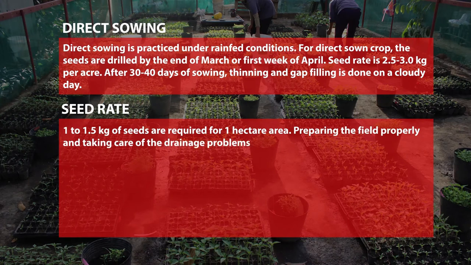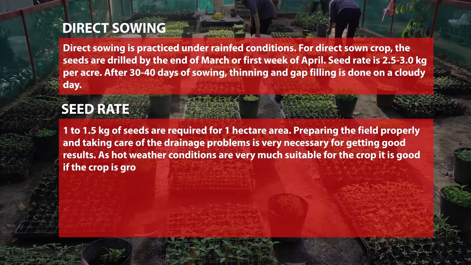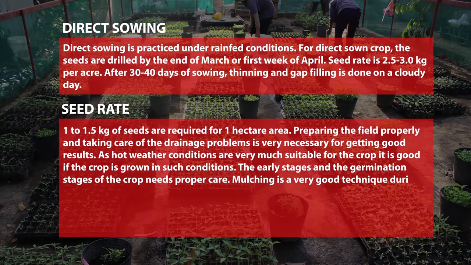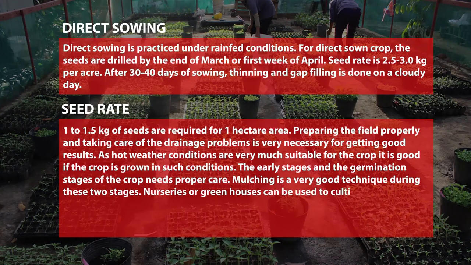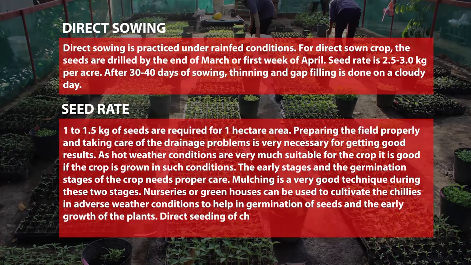Preparing the field properly and taking care of drainage problems is very necessary for getting good results, as hot weather conditions are very much suitable for the crop. It is good if the crop is grown in such conditions. The early stage and germination stage of the crop needs proper care. Mulching is a very good technique during these two stages. Nurseries or greenhouses can be used to cultivate the chillies in adverse weather conditions to help in germination of seed and early growth of the plants.